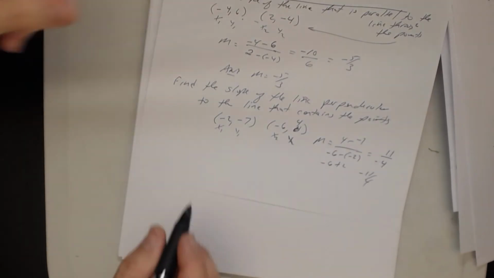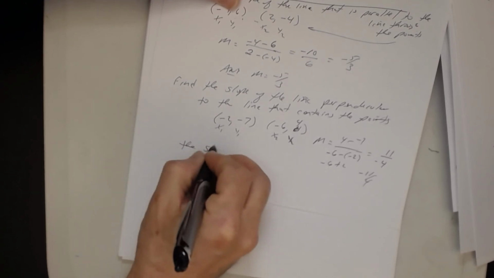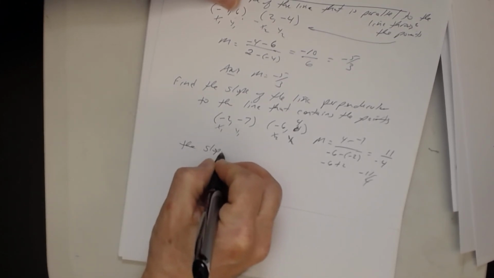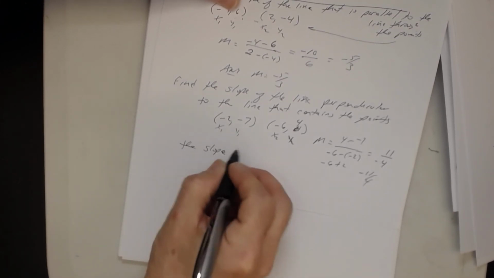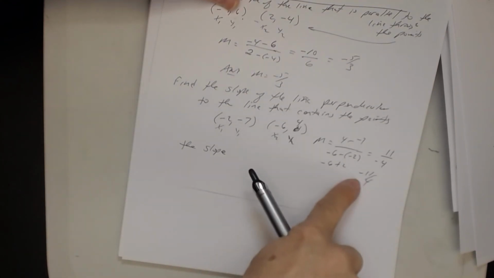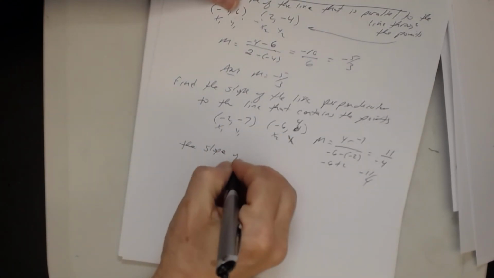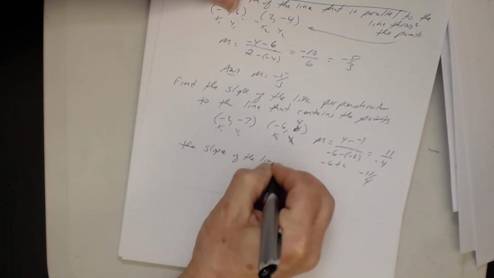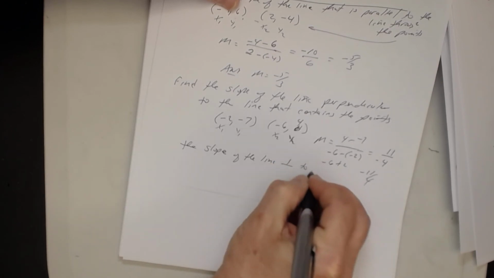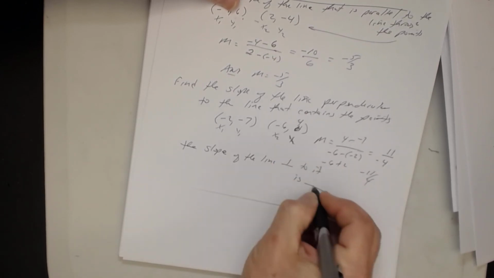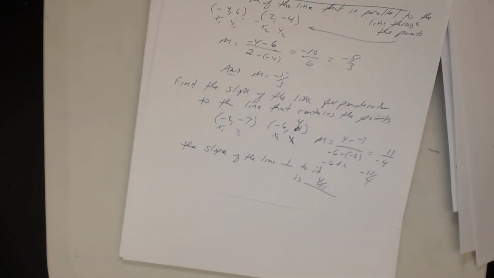Okay? So therefore, the slope of the line perpendicular to it is what? The negative reciprocal. But that one's already a negative. No, negative reciprocal means you change the sign and take the reciprocal. So the slope of the line perpendicular to it is what? 4 over 11. Okay? That's all you do.